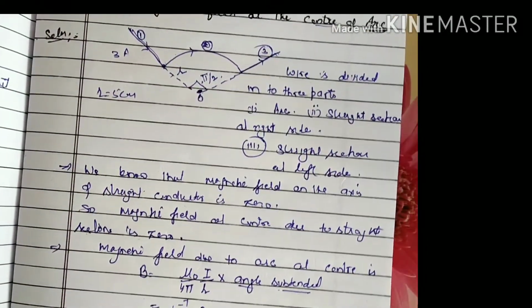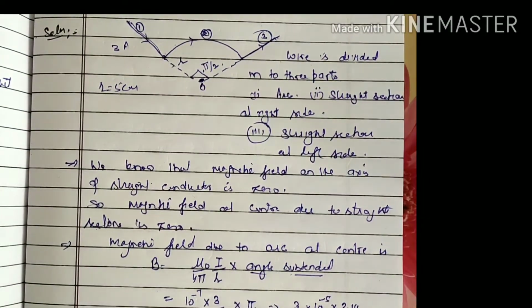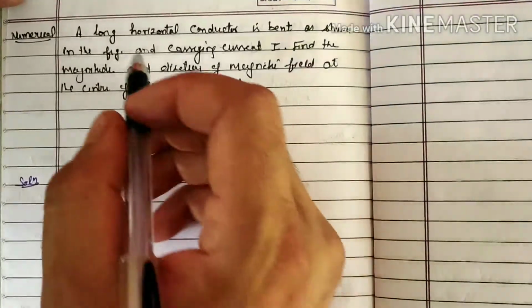So this is the current. In this way we can find out: thumb in the downward direction, so the curling gives the direction of current. So thumb in downward direction. So this is the numerical. So thank you. So let us have the next numerical.